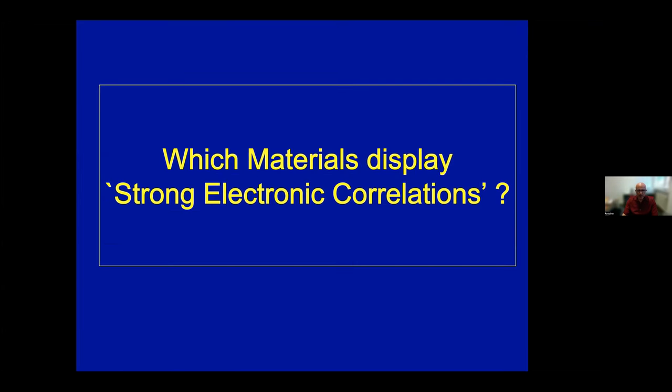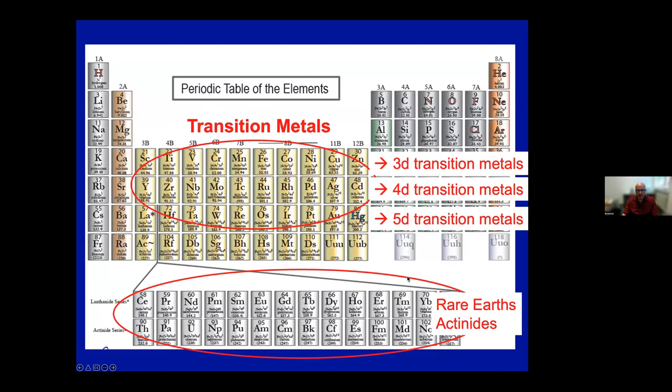So what I would like to do is to give you a little bit of an idea of which materials display strong electronic correlations. And for this, we can just look at the periodic table. Many of the materials with strong electron correlations actually involve transition metals. And I remind you that the first row of transition metals here corresponds to the gradual filling of the 3d shell. But there is a second row here, gradual filling of the 4d shell, and here a fifth row, gradual filling of the 5d shell.